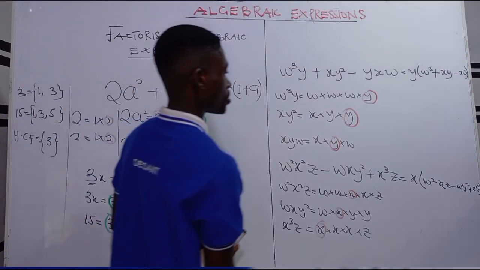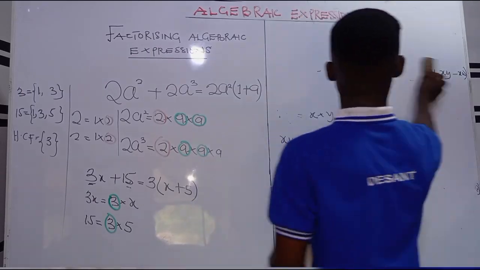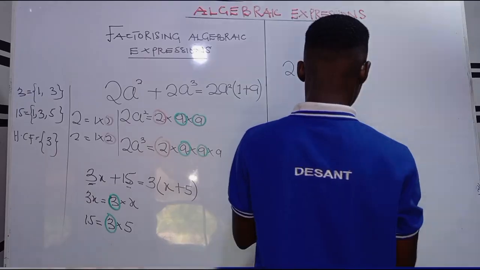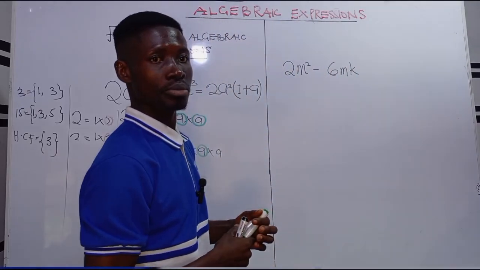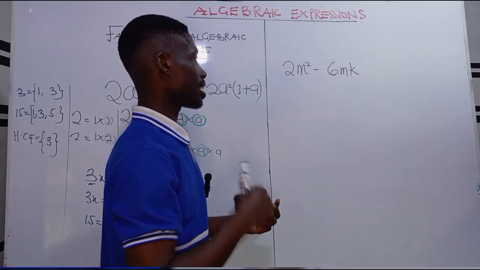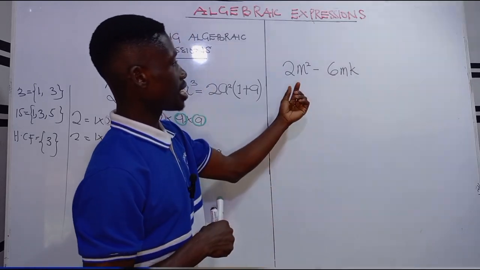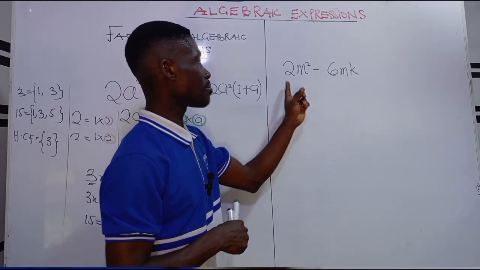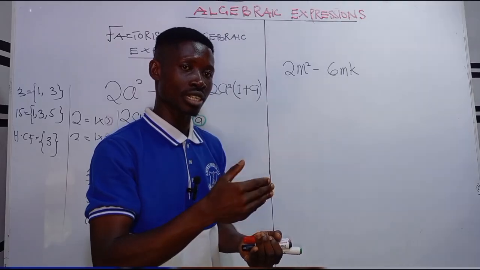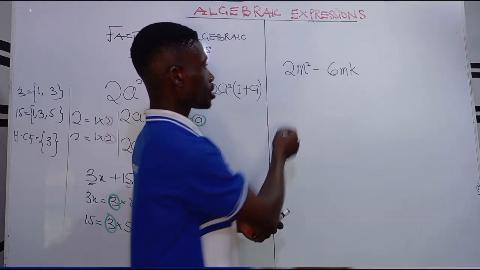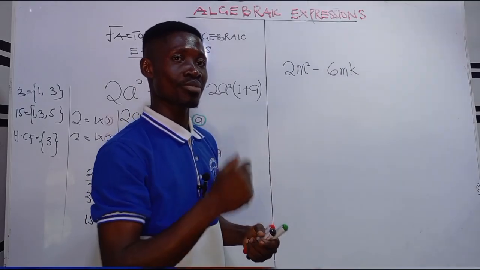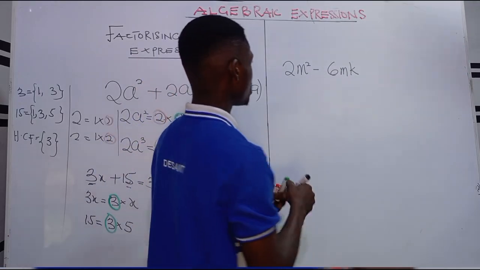Let's take another example. So we have our next example. We have to factorize this algebraic expression. As I intimated earlier on, when the algebraic expression involves numbers, we pick the numbers and then find the highest common factor for the numbers. So with 2 and 6, the highest common factor is what? 2. Some of you have forgotten. If you have forgotten, let's go through.